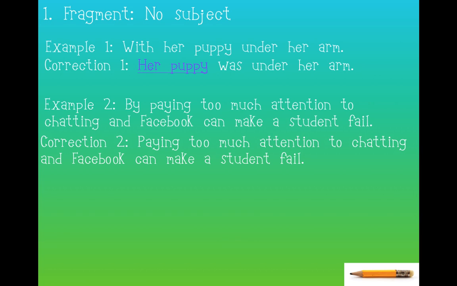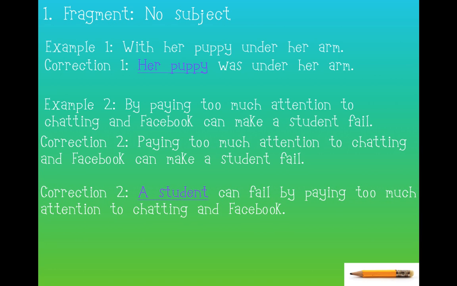So, example number 3. No, I'm sorry. A second correction, the way that you can do it is by adding a subject to the beginning. So a student can fail by paying too much attention to chatting and Facebook. By rearranging the sentence, you can fix the fragment in that way as well. So you can either take away the prepositional phrase or rearrange it. So a student can fail by paying too much attention to chatting and Facebook. Okay, so that's fragments with no subject.